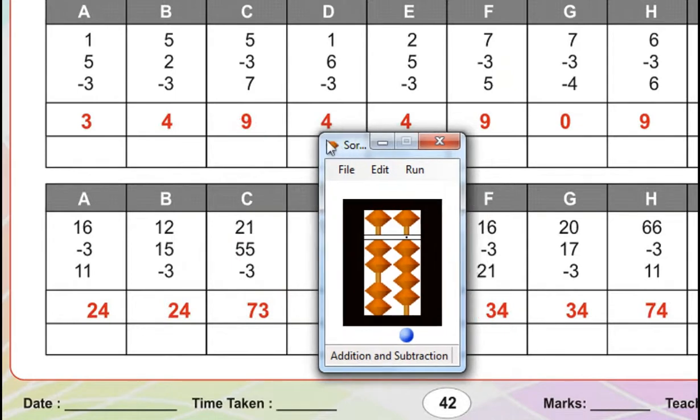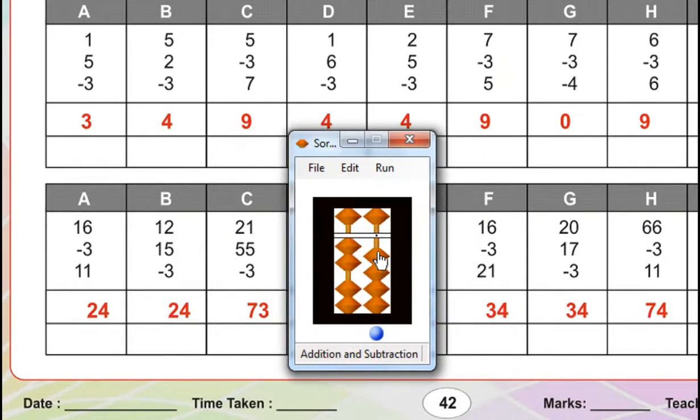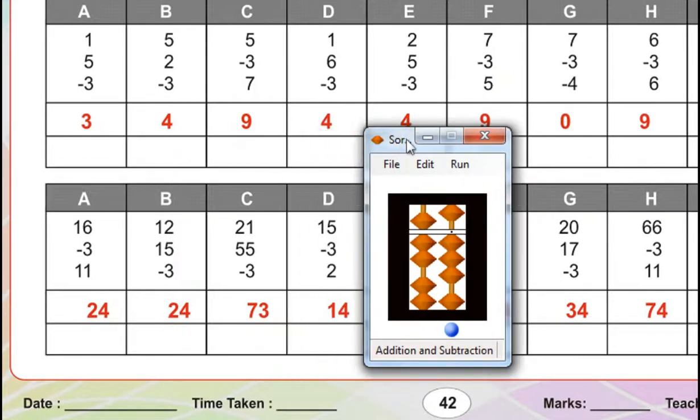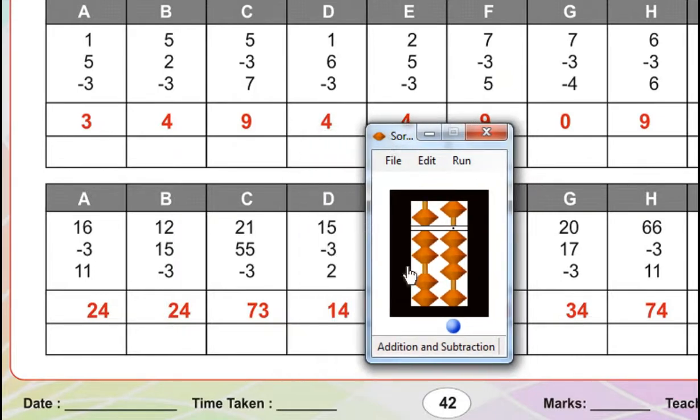Next, 21 plus 55 minus 3 minus 5 plus 2. 73. Answer is 73. 15 minus 3 minus 5 plus 2 and plus 2. Answer is 14.